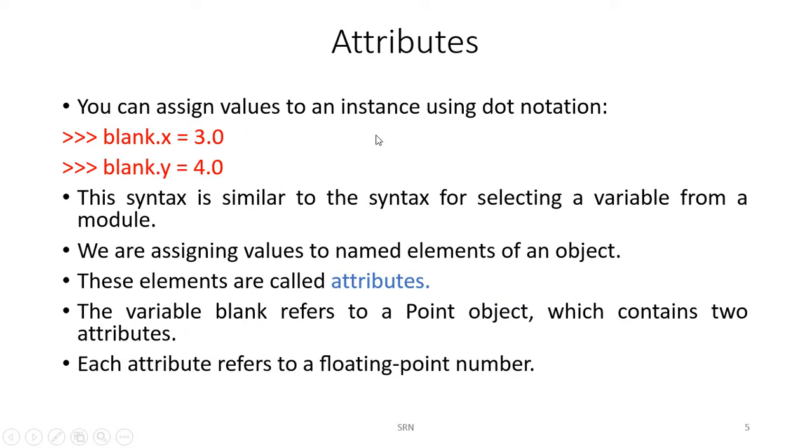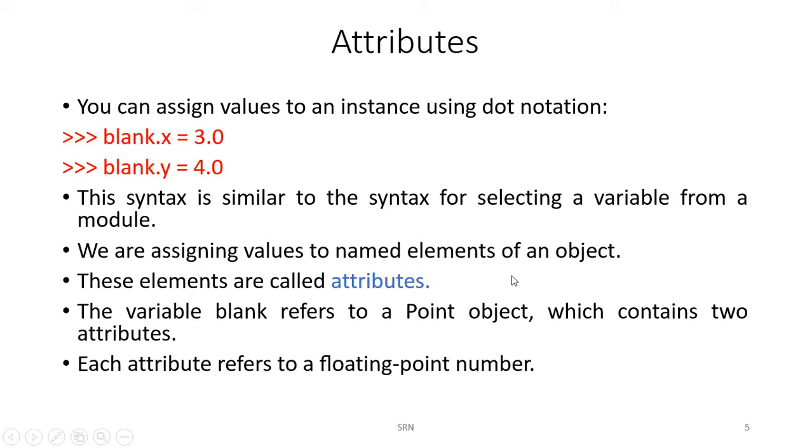Now once we have a class, we have an object also. Now how do we assign the values of x and y? We can do that by writing blank.x = 3.0, blank.y = 4.0. This syntax is similar to selecting a variable from a module. Now we are assigning the values to the named elements of the object, and these elements x and y are called the attributes of the object.